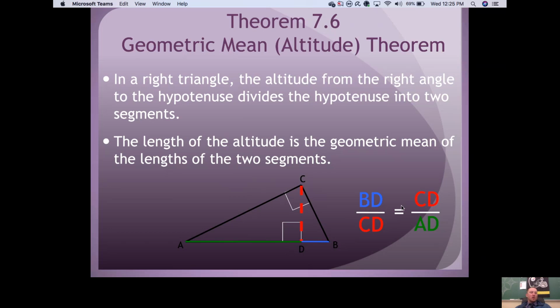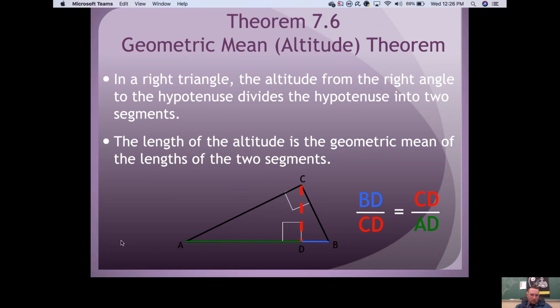Now, think about what these parts are. This red is the altitude to the hypotenuse. This blue is part of the hypotenuse, and this green is part of the hypotenuse. So that's what the math language says. The altitude from the right angle to the hypotenuse divides the hypotenuse into two segments, the green and the blue. The length of that altitude is the geometric mean of the lengths of those two segments. The red is the geometric mean of the green and the blue.